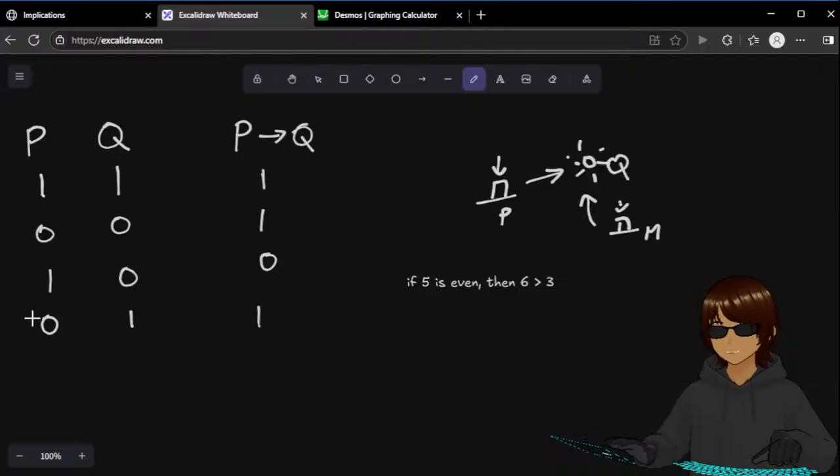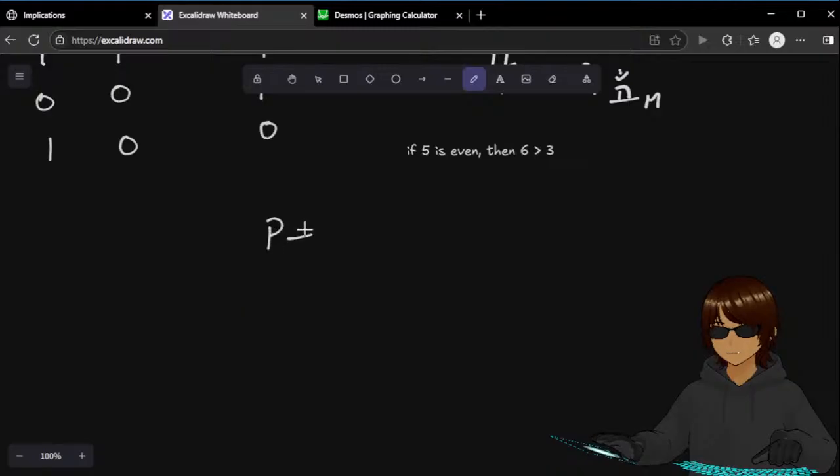But the problem with this last statement is if I say P is something definitely false, like let's say if 5 is even, then 6 is greater than 3. P is false, Q is true, but the entire statement is considered true. So what I said last time is that P implies Q should be a general statement which only contains three rows, not the last one. And then there should be a separate logical connector called P implies Q where the default is true.